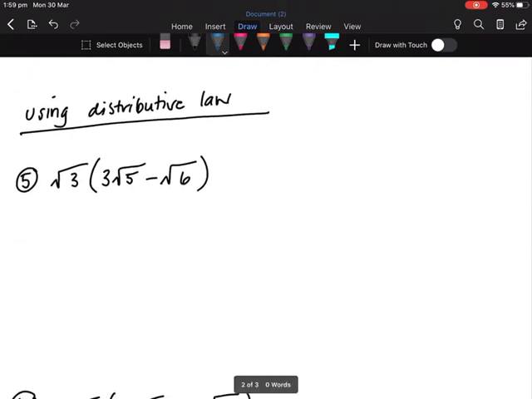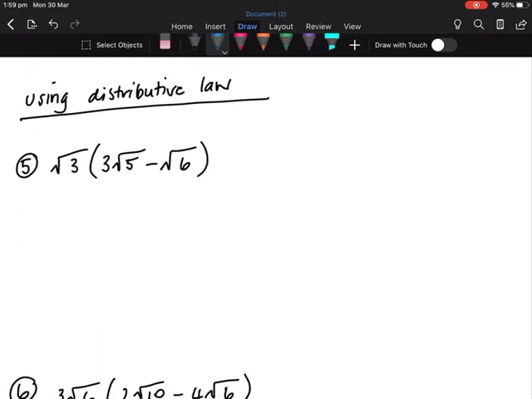All right, using the distributive law. The distributive law we know really well. We can do it with algebra and we can do it with numbers. So now we just need to apply those same processes to surds. We just need to multiply the term on the outside of the brackets by every term on the inside of the brackets. So the square root of 3 times 3 times the square root of 5 minus the square root of 6. I'll write this out for you.